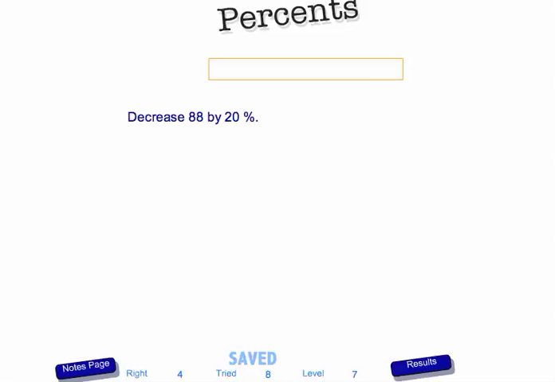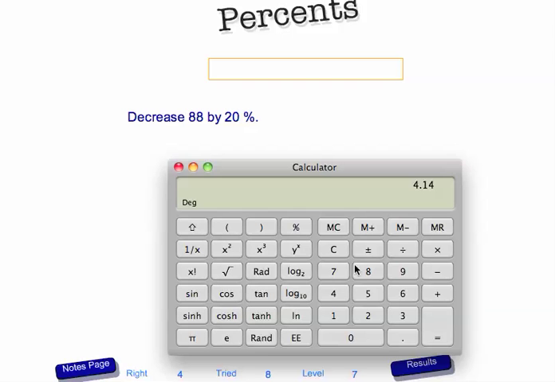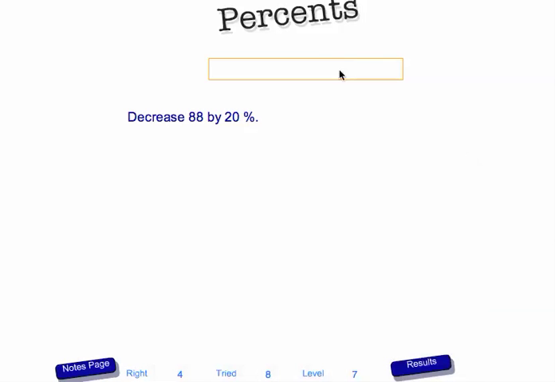Okay, decrease 88 by 20%. All right, so we started off with 100. We're removing 20%, so we're going to have 80% of 88. 80% as a decimal is 0.8. Of is times 88, and that's going to give us 70.4.